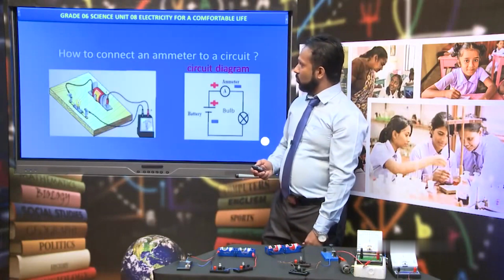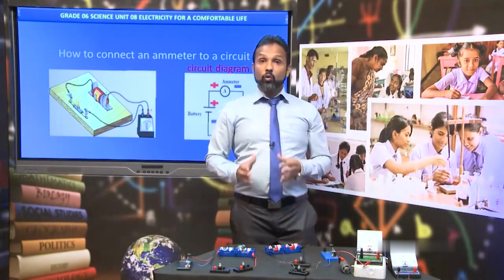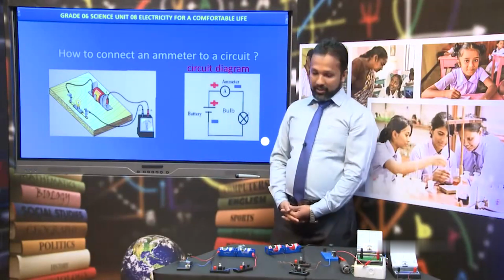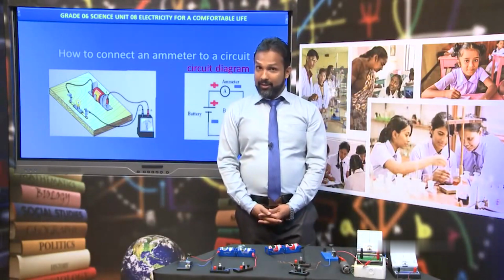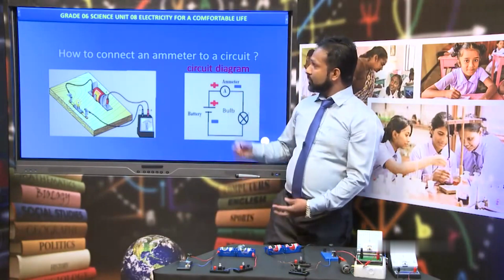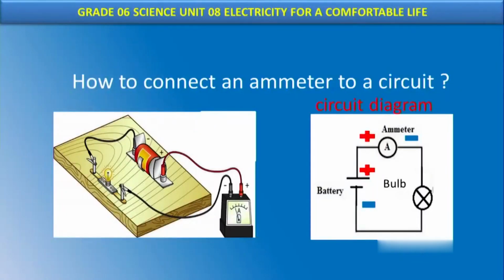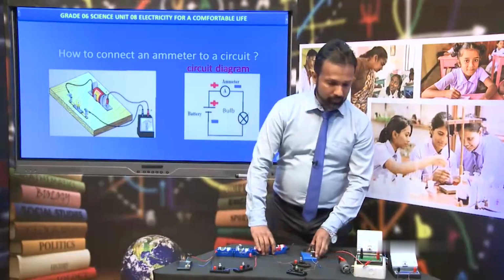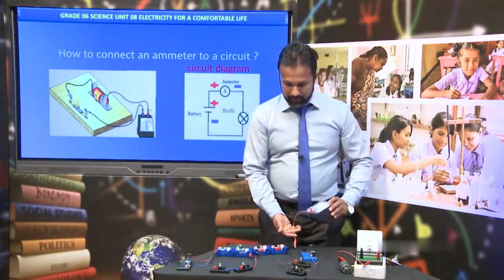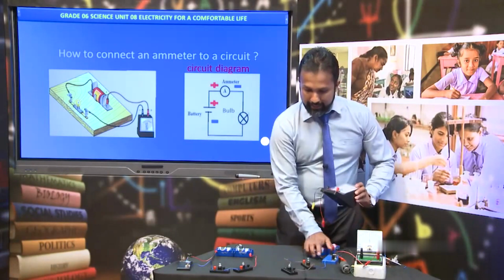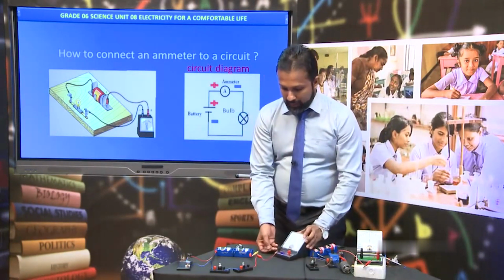Right. Now let's learn how to connect an ammeter to a circuit. As you studied earlier, you can remember the ammeter consists of a negative terminal and a positive terminal. So when connecting that, we must consider the terminals. How do we connect? I will show you how to connect an ammeter to the circuit.